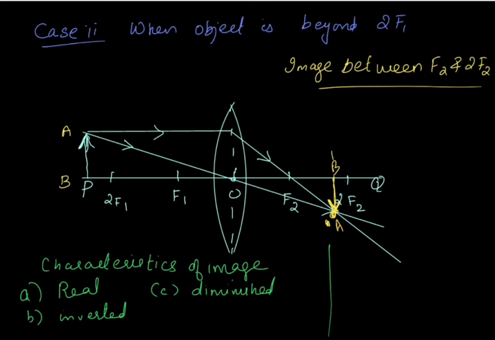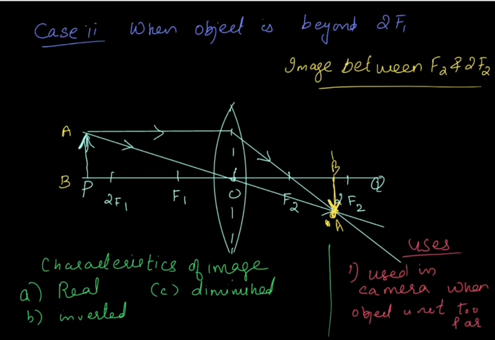Now we will see some uses of this position. This position of the object is also used in a camera. That is, when the object is not too far, we can make use of this position in a camera. So that is the use of this position of the object in a convex lens.